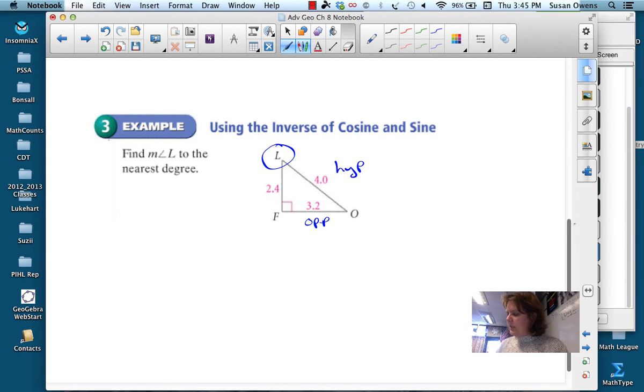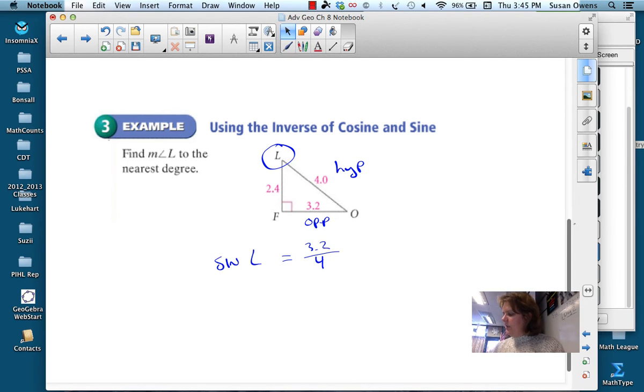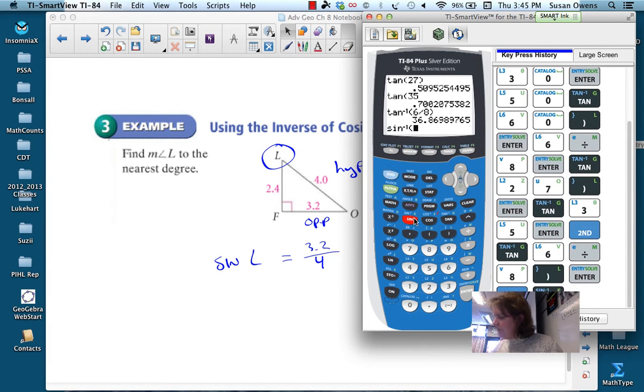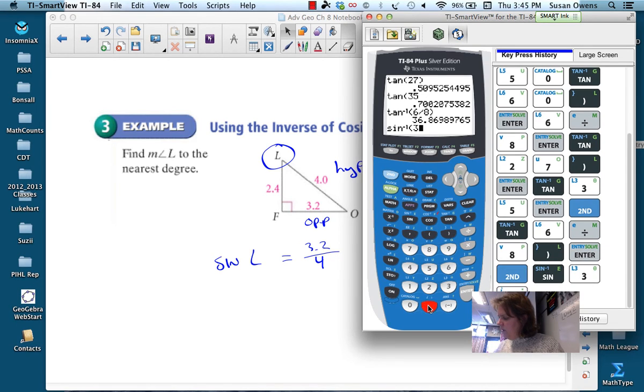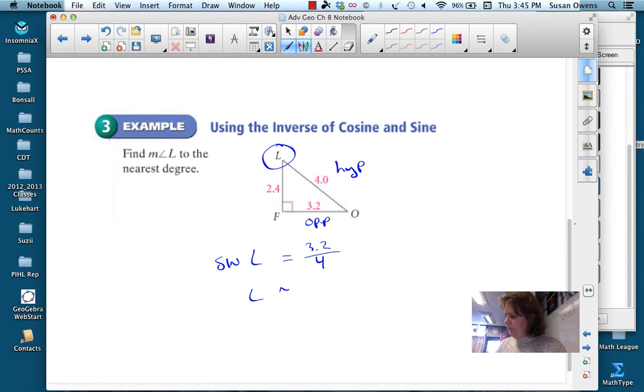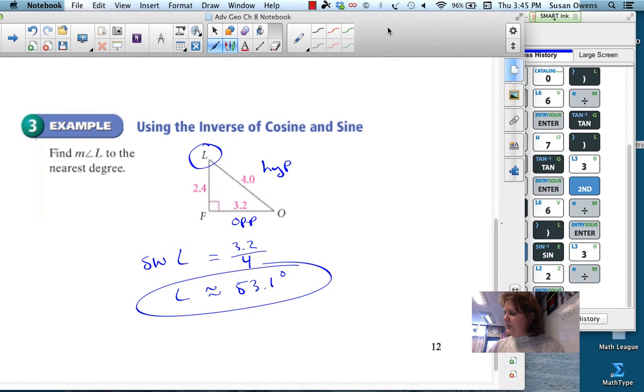So what I can do is I can say, well, opposite over hypotenuse, that's going to be sine. The angle I don't know, but it's 3.2 over 4. And then I can use my calculator to say, okay, what angle, so inverse sine, produces a ratio of 3.2 divided by 4. And it tells me 53.1 degrees. Done.